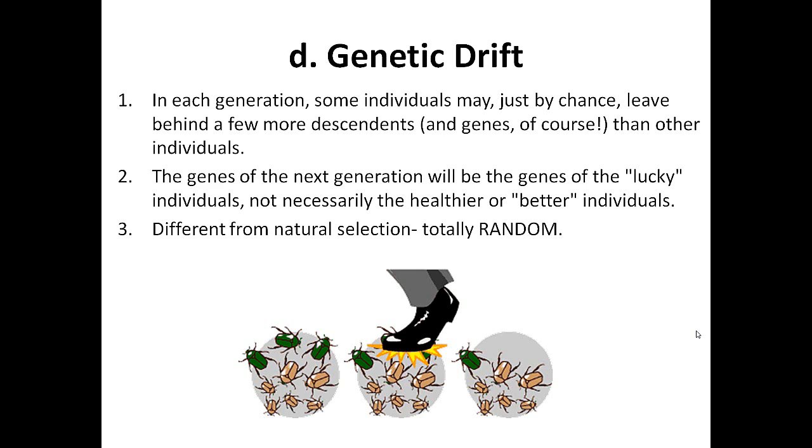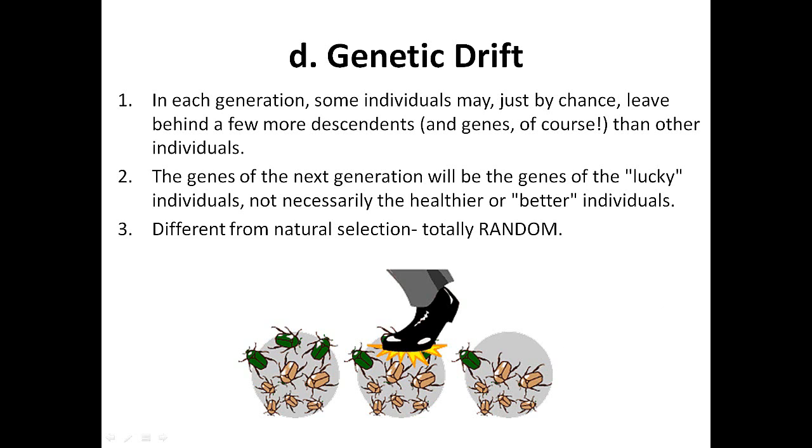So in the picture down below, this is kind of like the opposite idea, that some get randomly killed off, so we lose some of that variation. It's just random. It's just by chance that we gain or lose certain genes from a population.